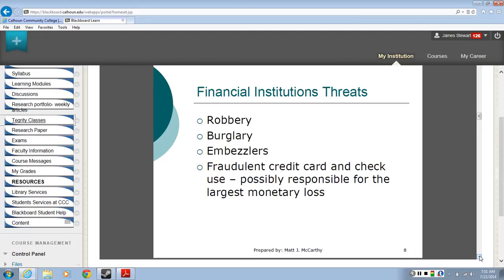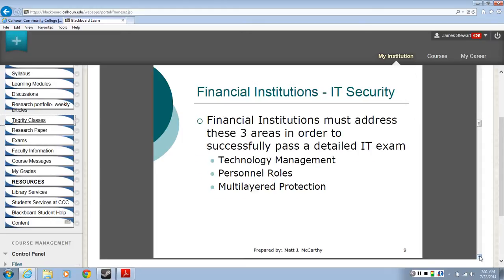The interesting part is that banks are targeted not only from outside, they're also targeted from inside, from employees. Maybe an employee steals from the bank, and that's called embezzlement, or people will come in and try to defraud the bank. Checks may be stolen and written on accounts and such. So, those are some of the threats to some of those financial institutions.